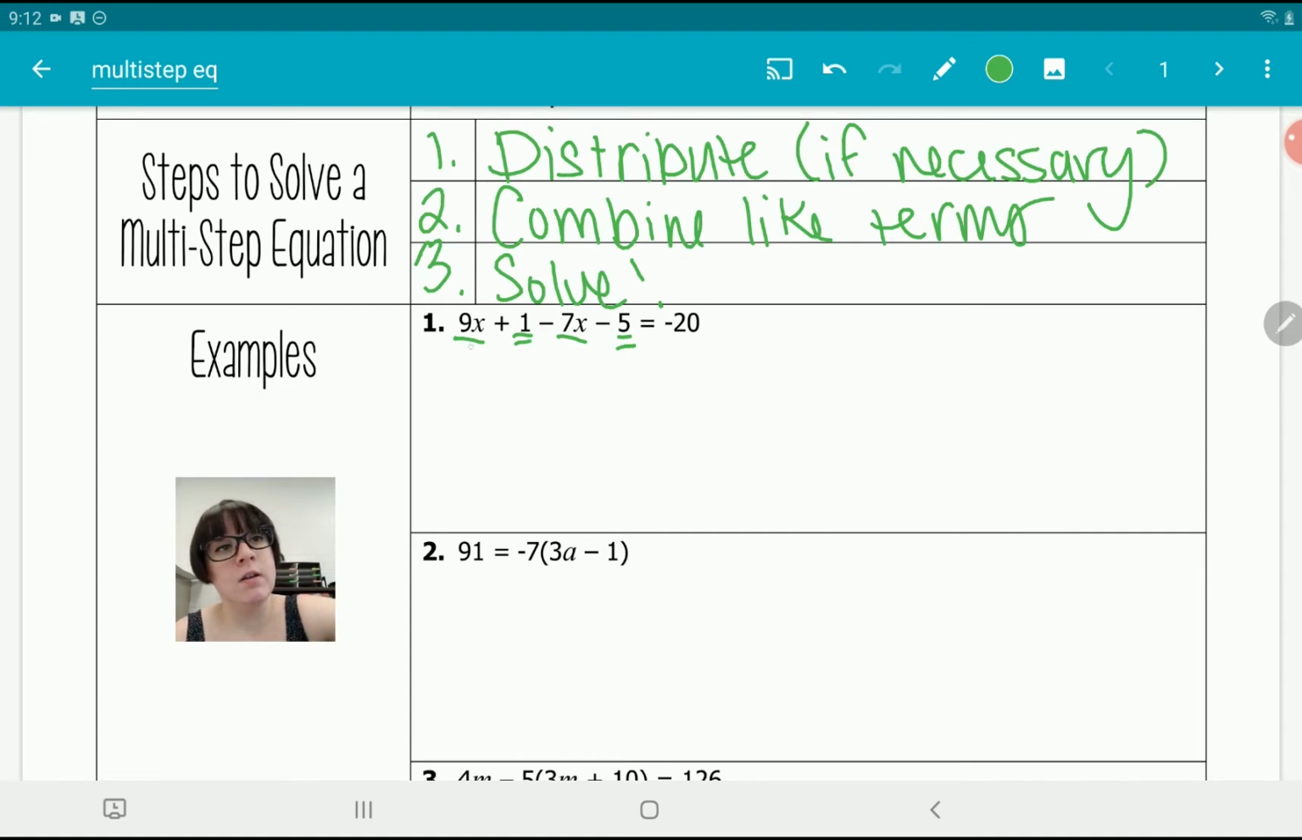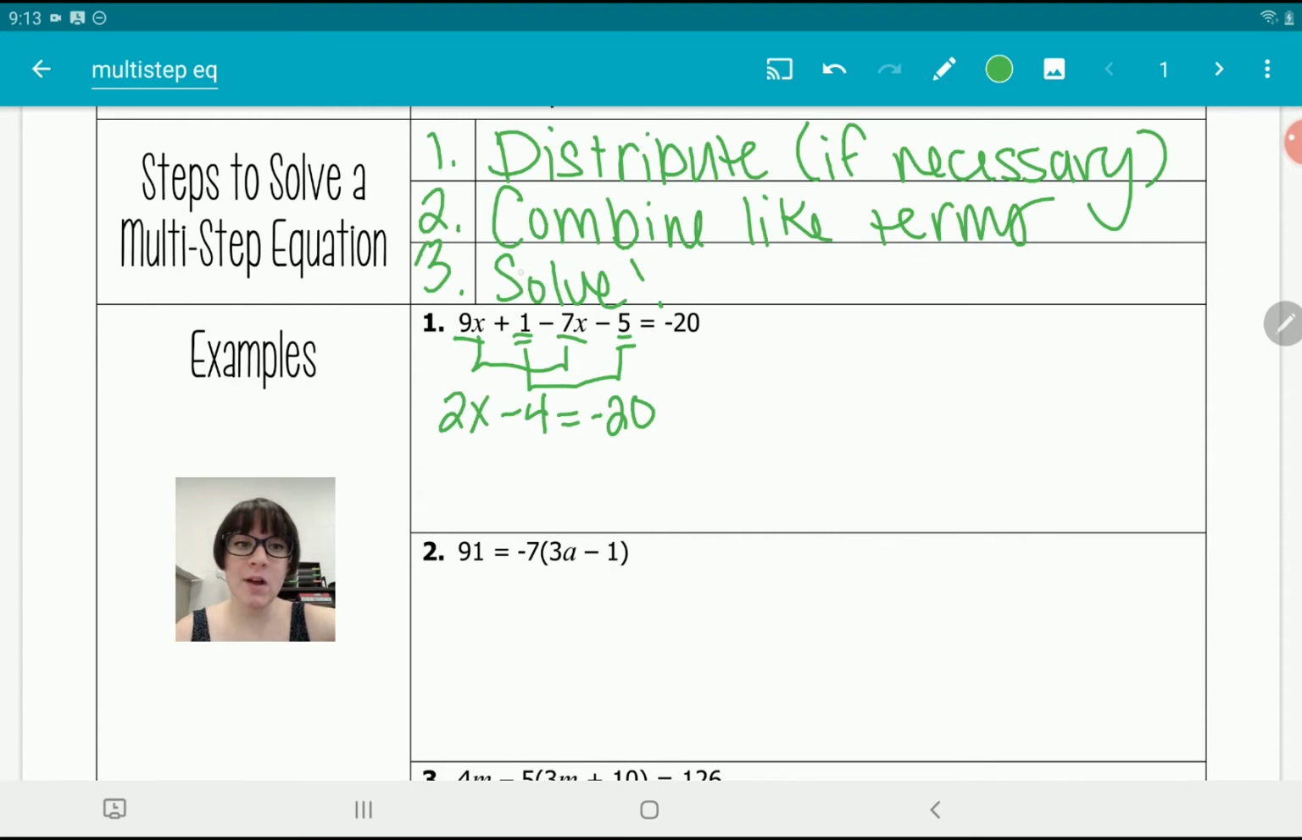So we're going to take the ones that go together now. So 9x minus 7x, we're just going to combine them. So you have 9 minus 7, gives you 2 x's. Then we have 1 minus 5, gives us minus 4. And then we still have this equals negative 20, so we didn't do anything to this side. We can only combine terms that are on the same side of the equal sign. So now we just have 2x minus 4 equals 20.